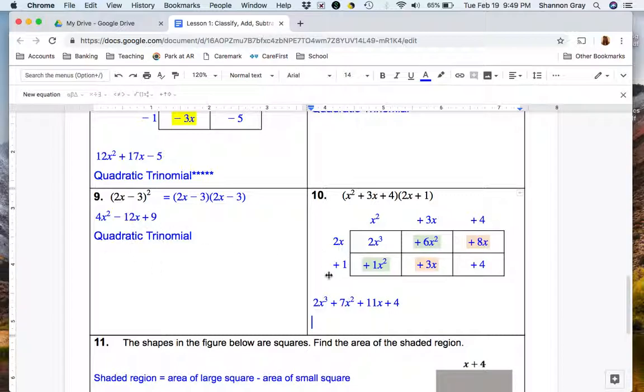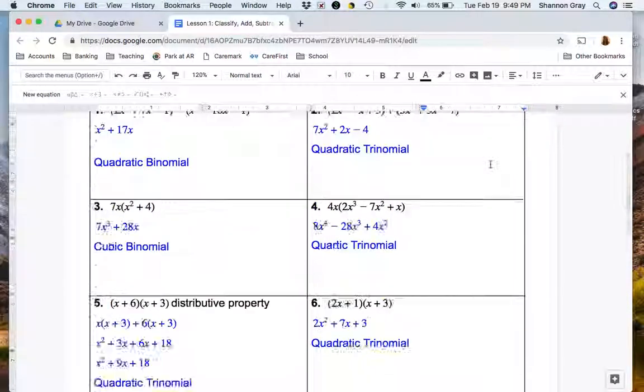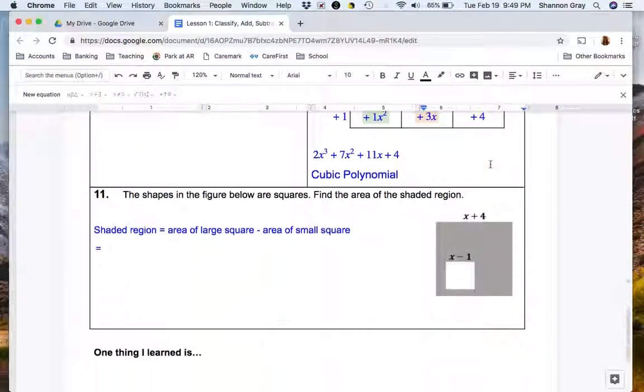Alright, and as you can see, this is not a quadratic trinomial, this is a cubic polynomial. So again, anything that has more than 4 terms, 4, 5, 6, 7, etc., is just called a polynomial. You might remember from past classes that poly means many, so like a polygon has many sides.